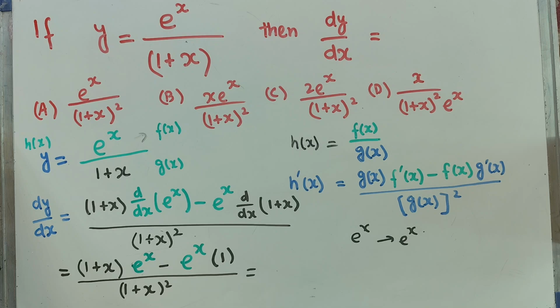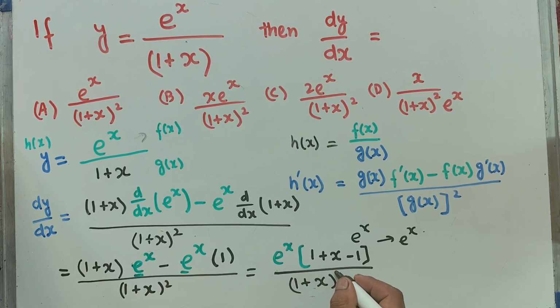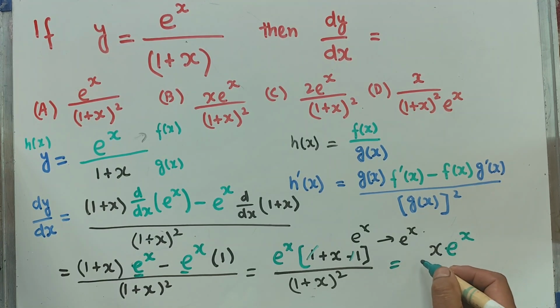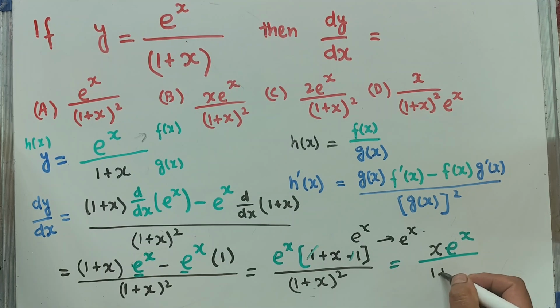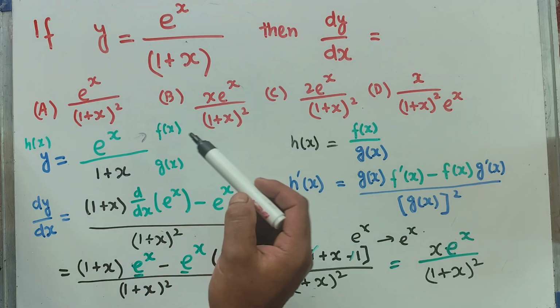So here you can see, let us take e raised to the power x common. If I take e raised to the power x common, we are left with 1 plus x minus 1 divided by 1 plus x whole square. So plus 1 and minus 1 get cancelled, so we are left with x times e raised to the power x divided by 1 plus x whole square. Okay, so this should be the derivative of the given function. That means option B should be correct.